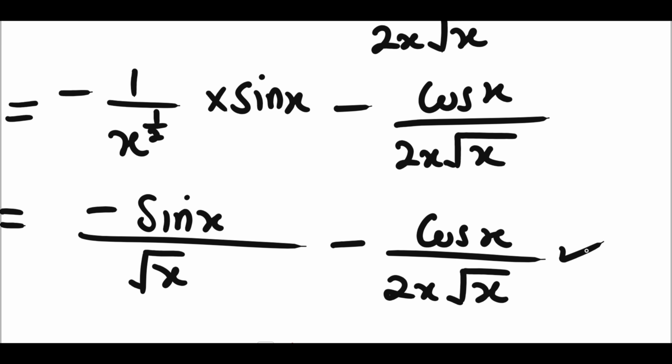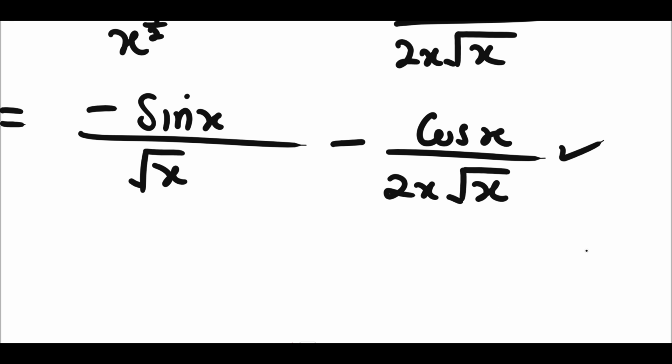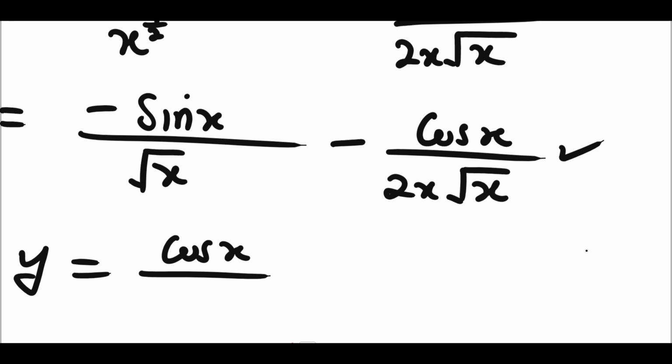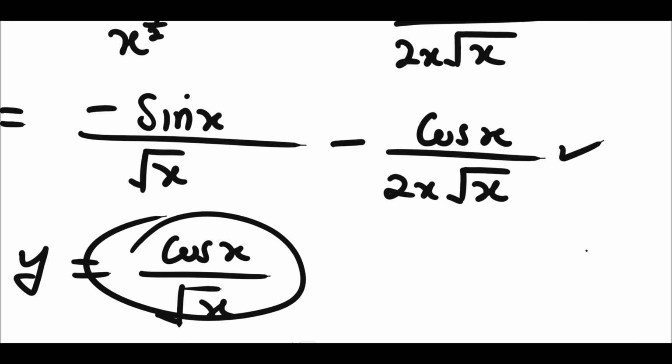So this becomes the derivative of the given function, what we are supposed to evaluate. We have to evaluate the function y is equal to cos x divided by the square root of x. So the derivative of this function is what we have over here: negative sin x divided by the square root of x, minus cos x divided by 2x multiplying the square root of x.